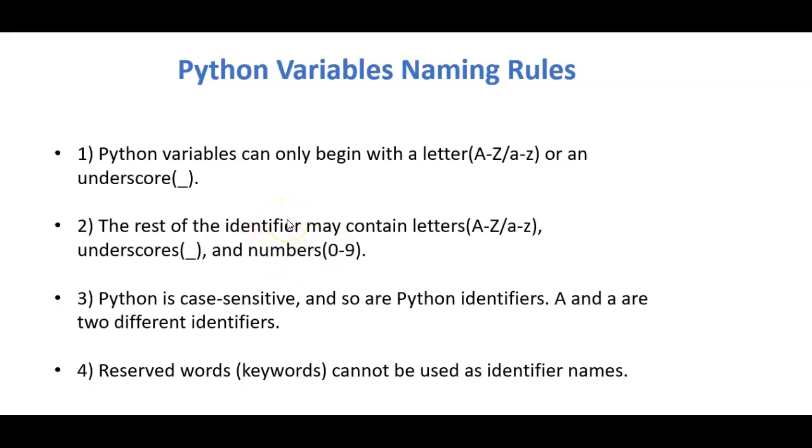Third, Python is case sensitive. That means Python variables are case sensitive. For example, variable A in capital and a in small are both different. These two are not the same.